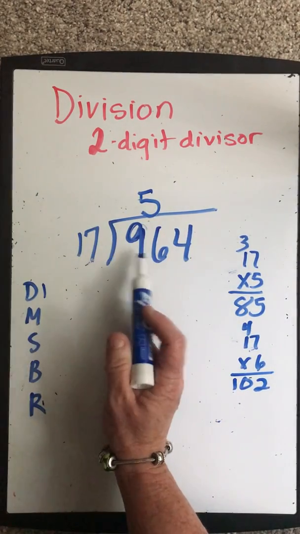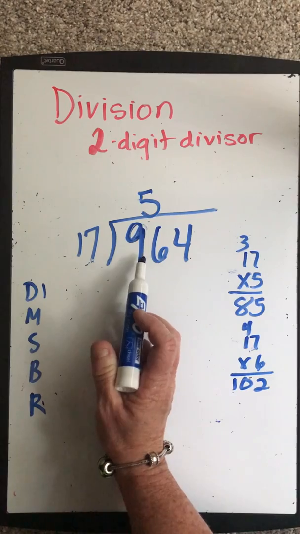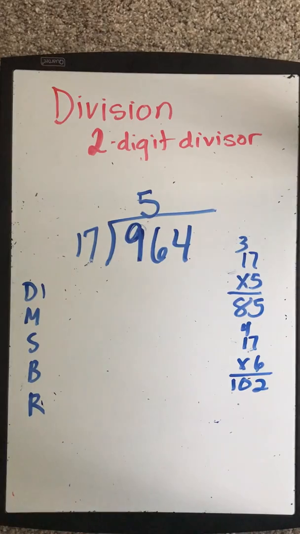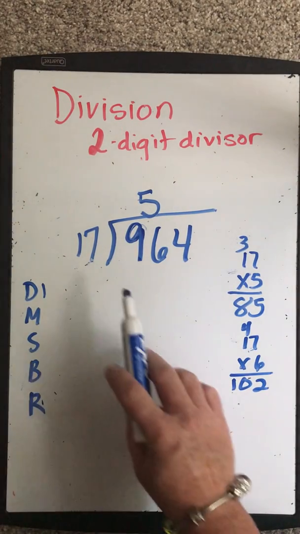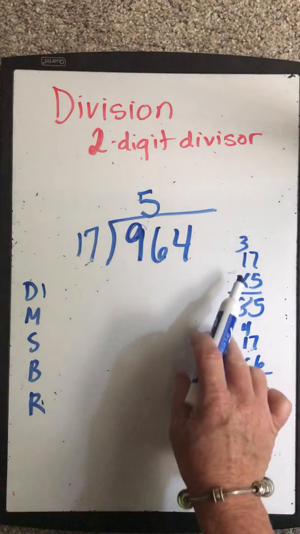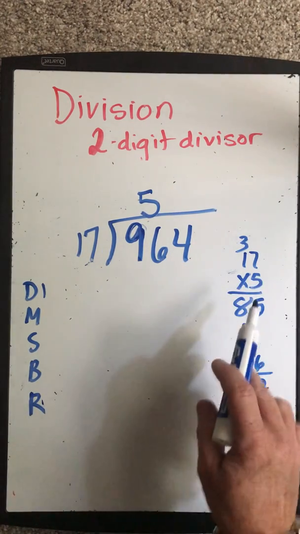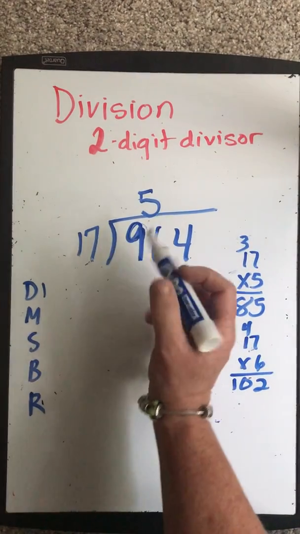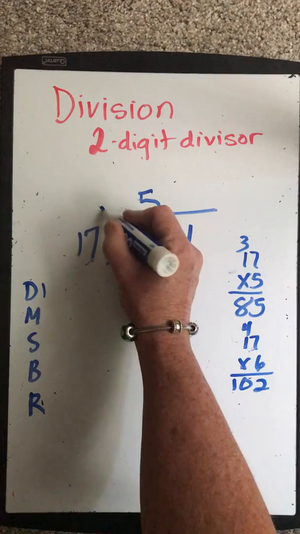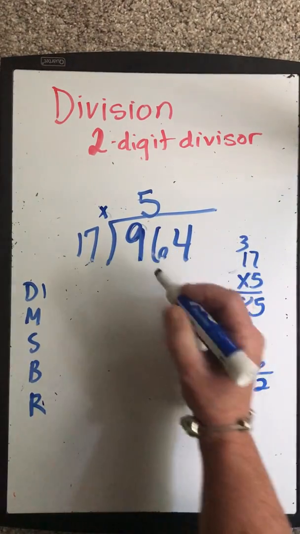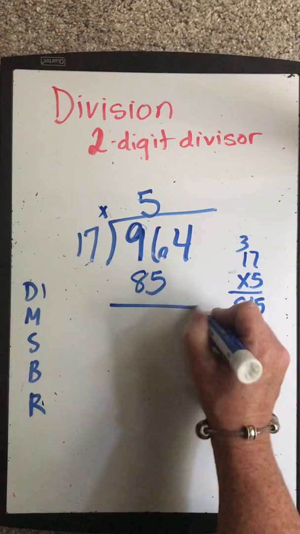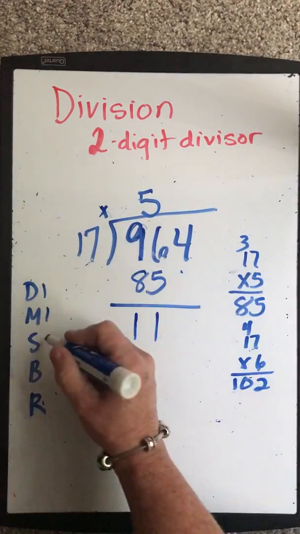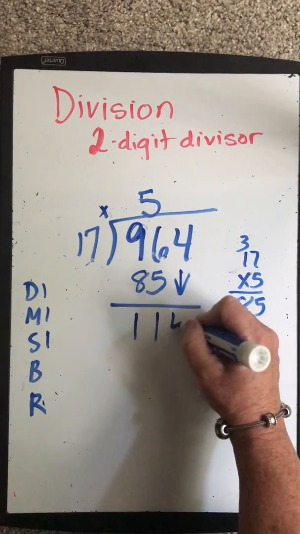Sometimes figuring this out is just trial and error. You work it out over here on the side and you see how many times it can go in. You try to look at the numbers that are around it so you can make your best guess at where to start. But sometimes it's just working it out and seeing what actually fits. So we just divided. Now we're going to multiply. 17 times 5, and we already have it right here, is 85. That's our multiply. Now we're going to subtract, and we subtracted, and now we're going to bring down.